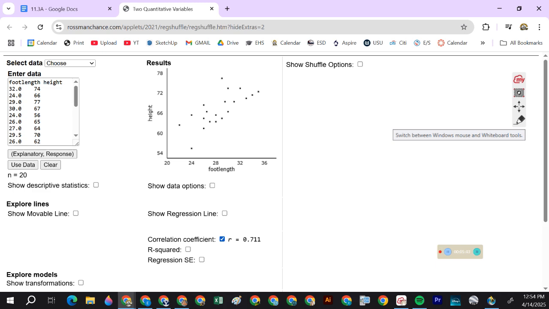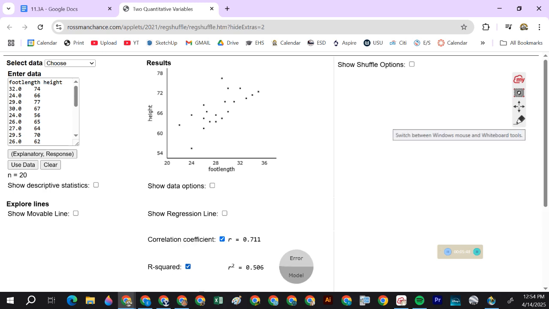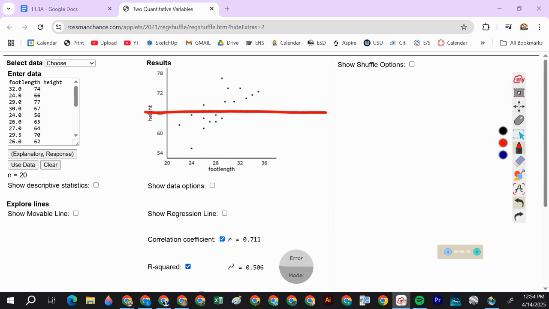Okay? So today we're introducing a new term, and it is R squared. R squared is exactly what it sounds like. You take the R value and you square it. Okay? Now the R squared value has a very specific definition, and it's sort of hard to understand. So if I were to draw the average height of all people, how good of a prediction is that average height?